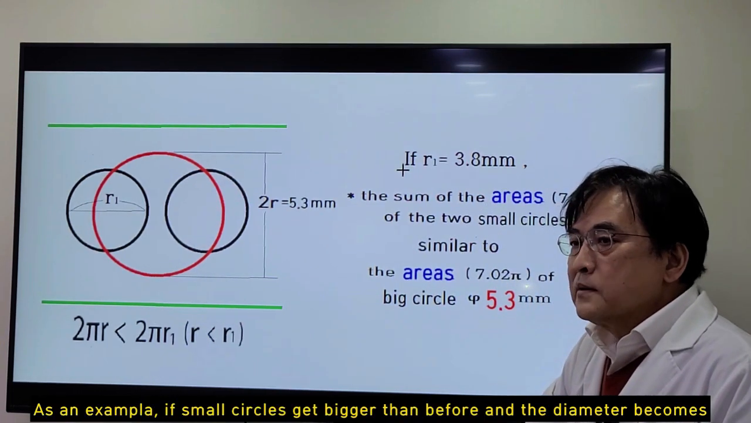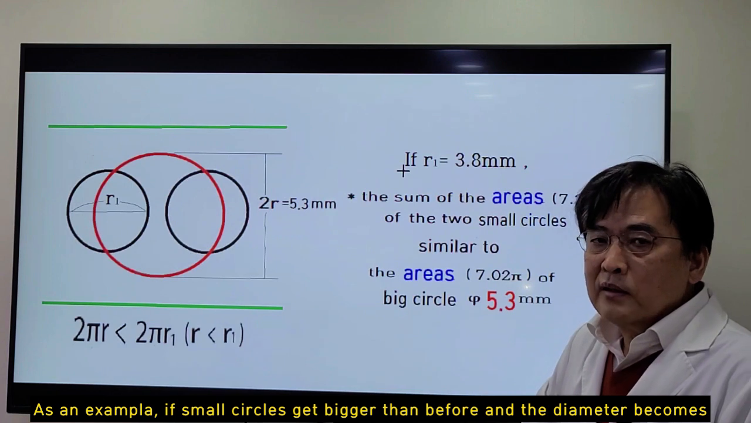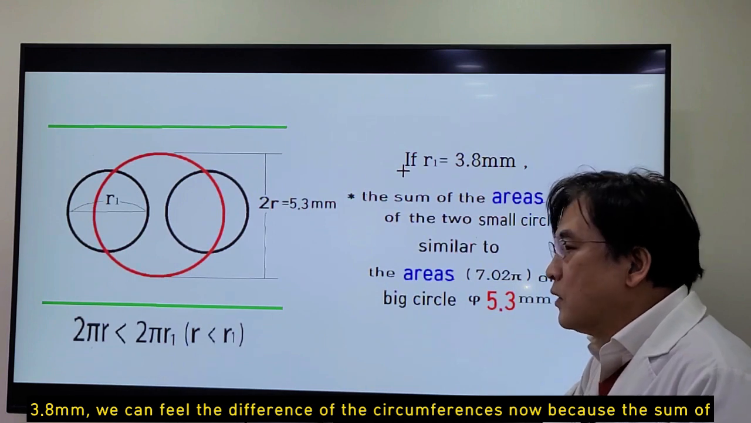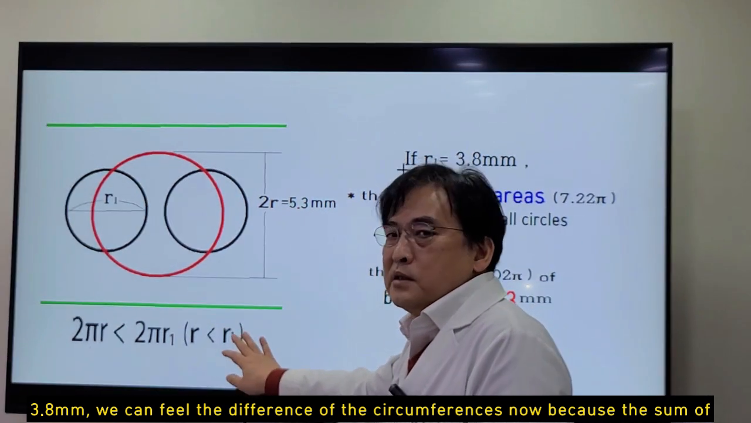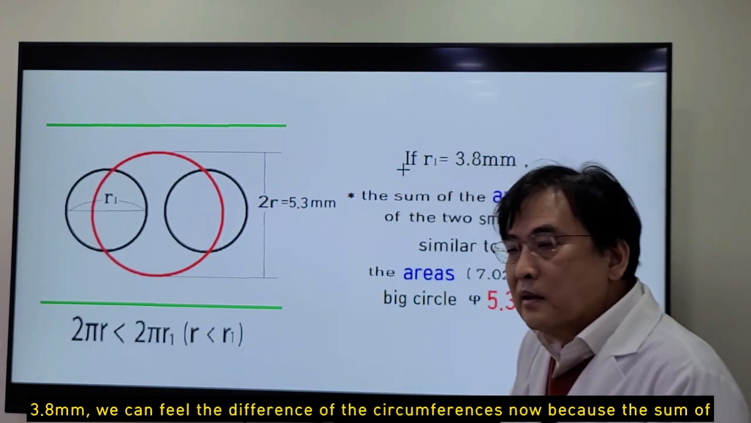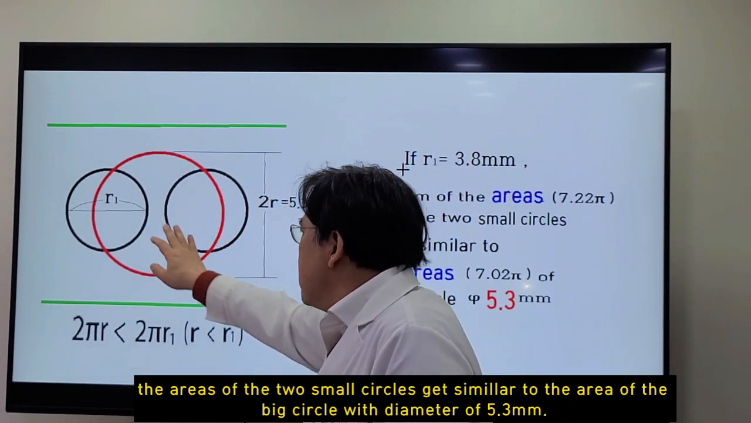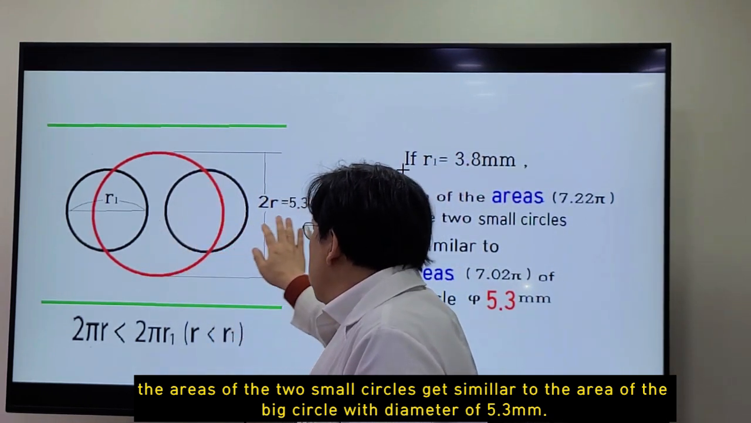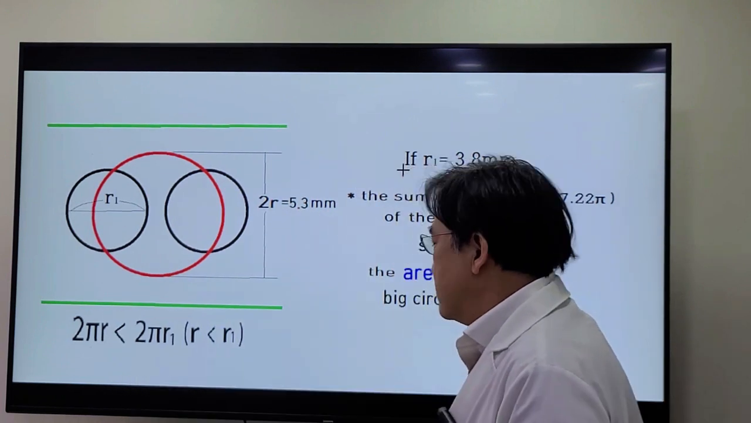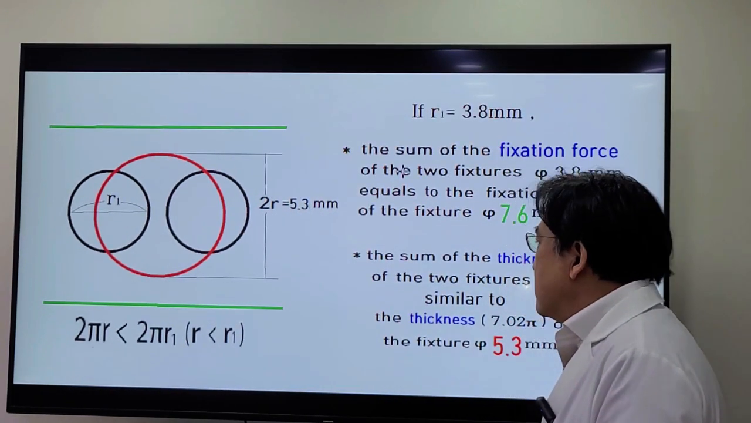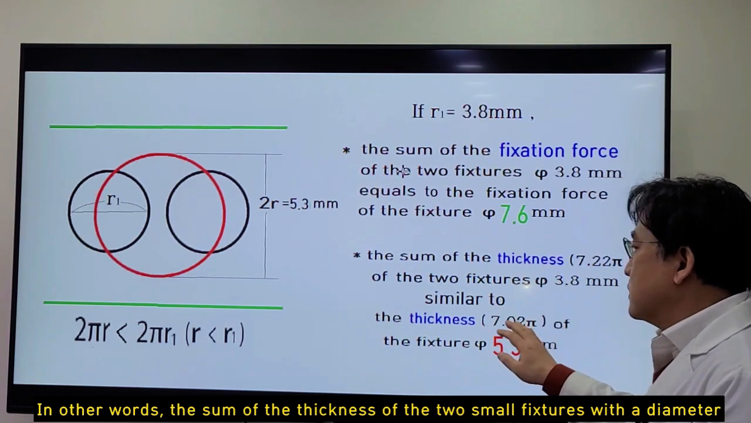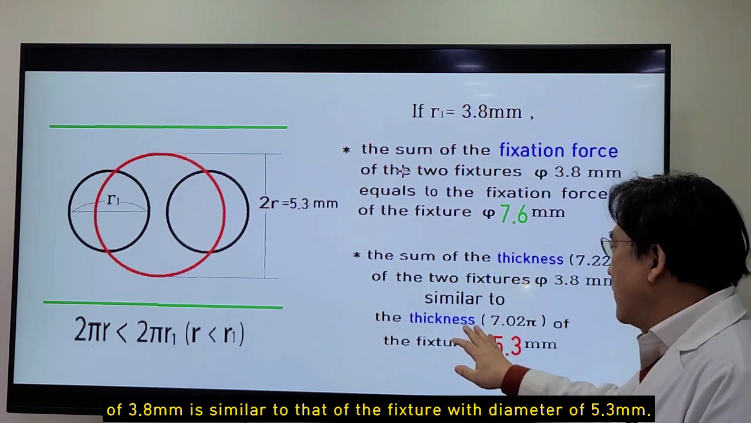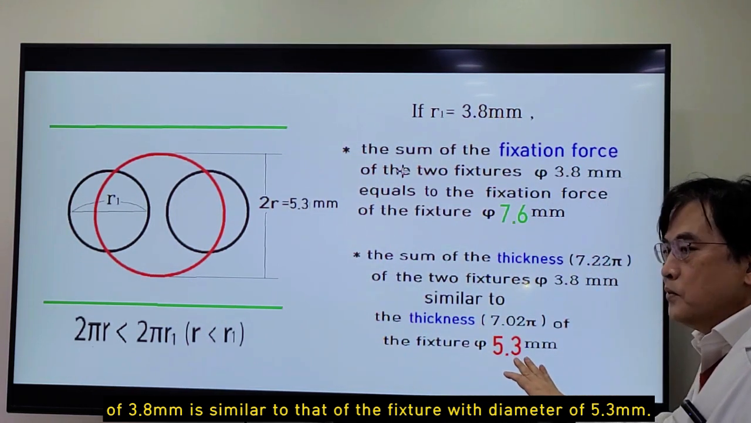As an example, if the small circle gets bigger than before and the diameter becomes 3.8 millimeters, we can feel the difference of circumferences now, because the sum of the areas of two small circles is similar to the area of the big circle, with a diameter of 5.3 millimeters. In other words, the sum of the thickness of two small fixtures with a diameter of 3.8 millimeters is similar to that of a fixture with 5.3 millimeters.